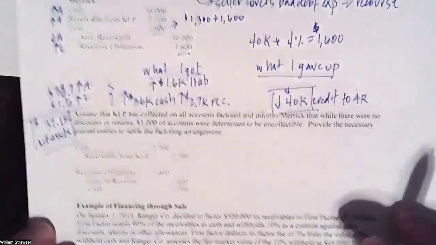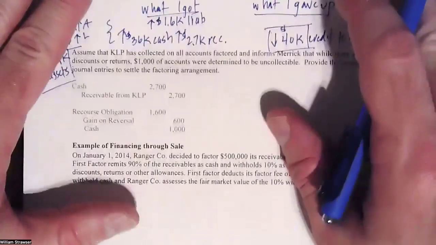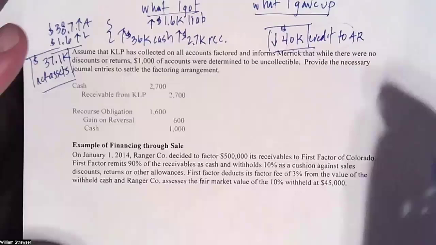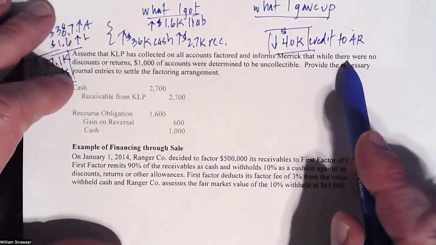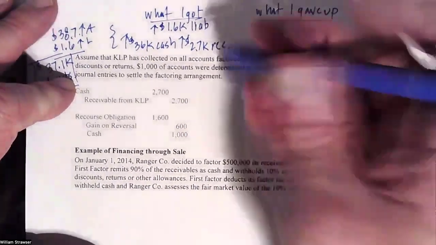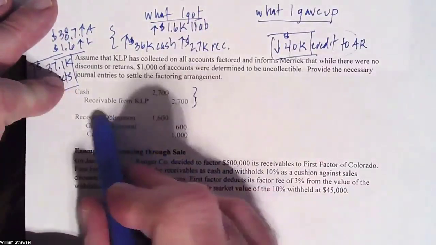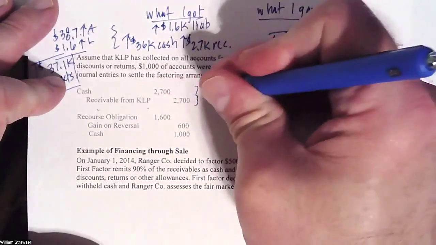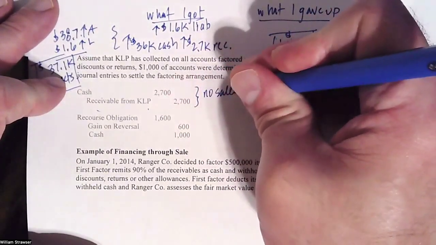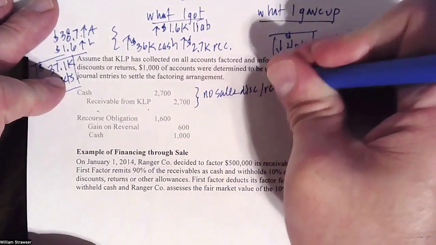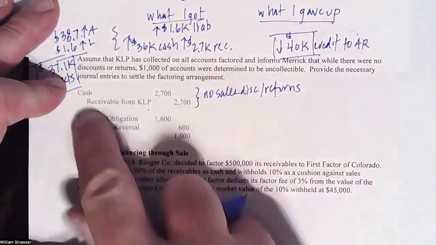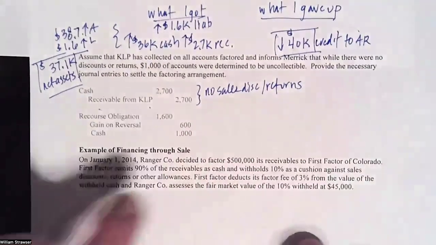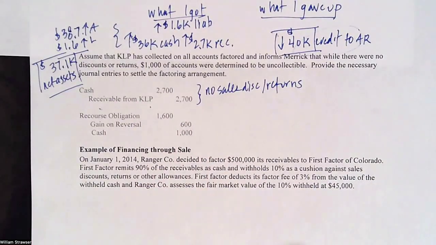Now, again, let's just go to the end of the arrangement and see what happens when we have to settle out. So assume this time that there were no discounts or returns. This would then give us back the receivable from KLP fully in cash because of the no sales discounts or returns. That's the protection that the receivable offers the factor. But if there was no protection needed, the factor will return all the money.